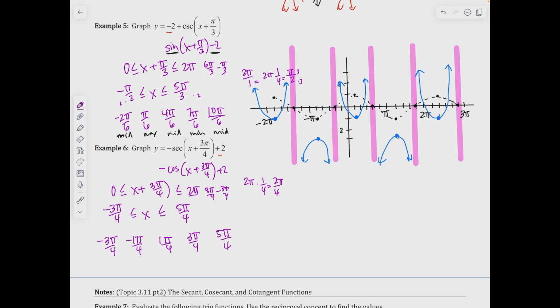Okay, now I do need to make sure that I start my cosine by handling the reflection over the x-axis. So instead of starting at a maximum, I am going to be starting at a minimum. Okay, so minimum, mid, maximum, mid, minimum. Okay, so I'll set it up.